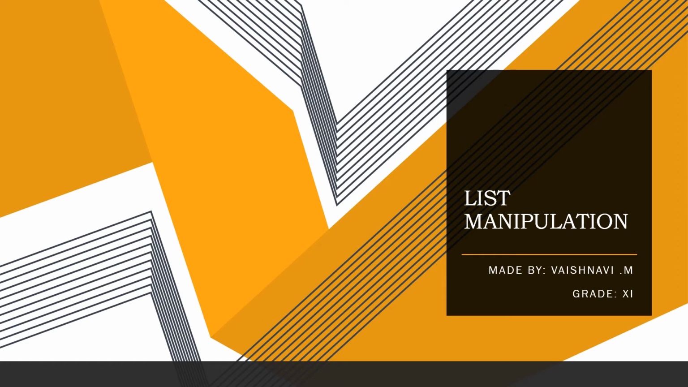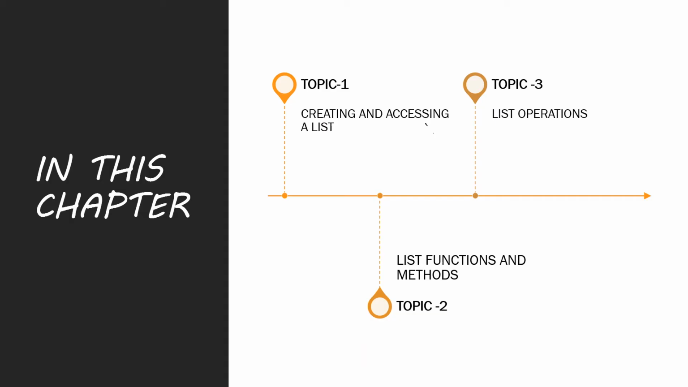On computer, that is list manipulation. So let's start. In this chapter today we'll be learning three topics: creating and accessing a list, list operators, and list functions and methods. So let's first see creating and accessing a list.